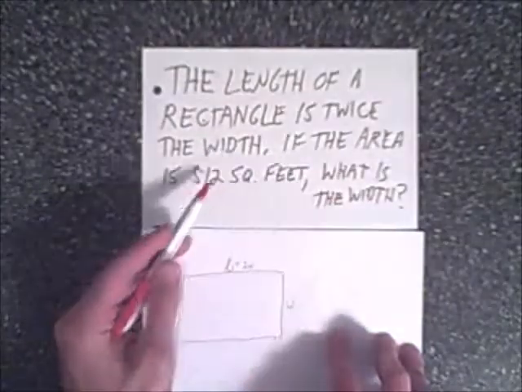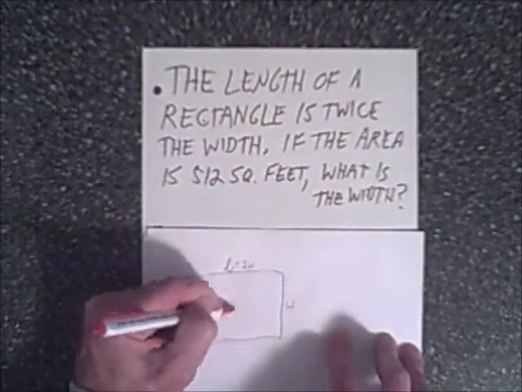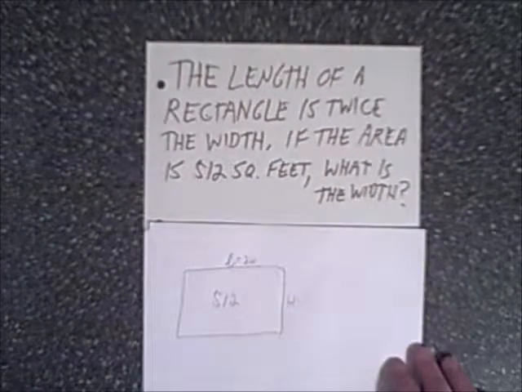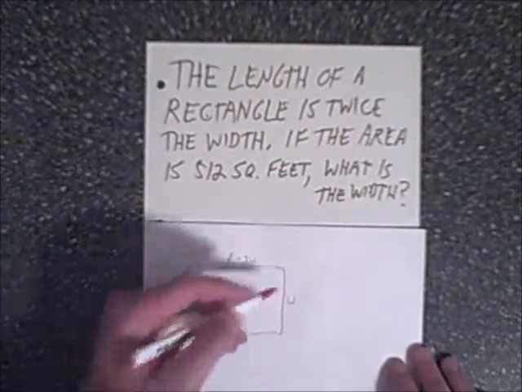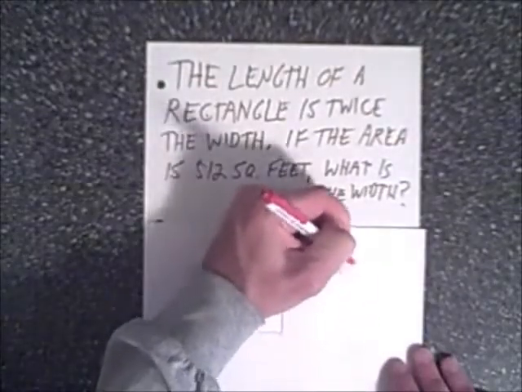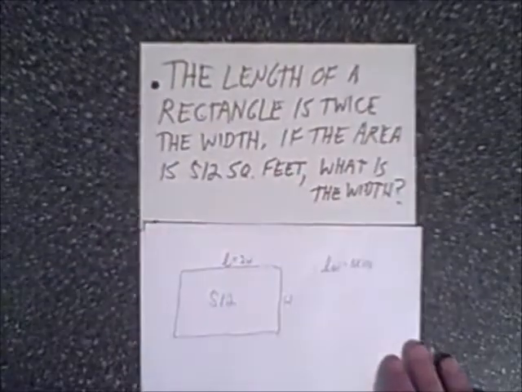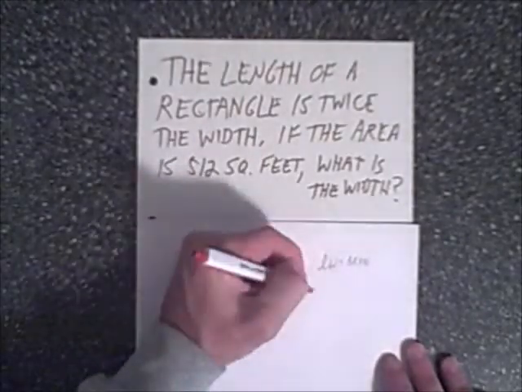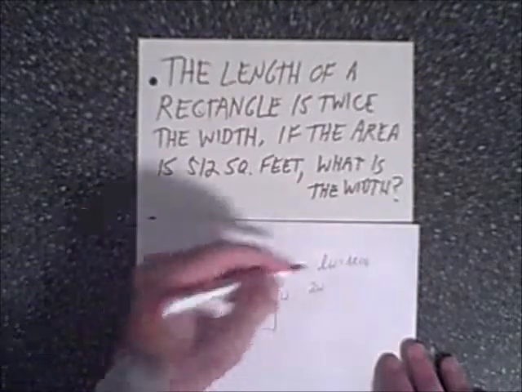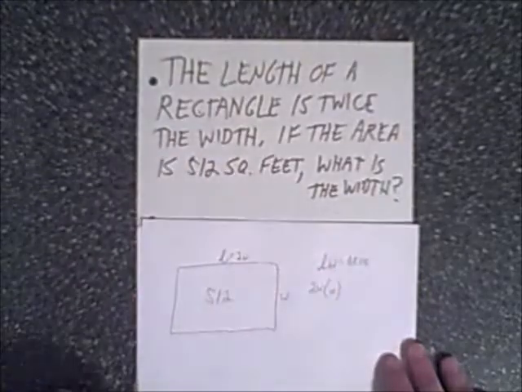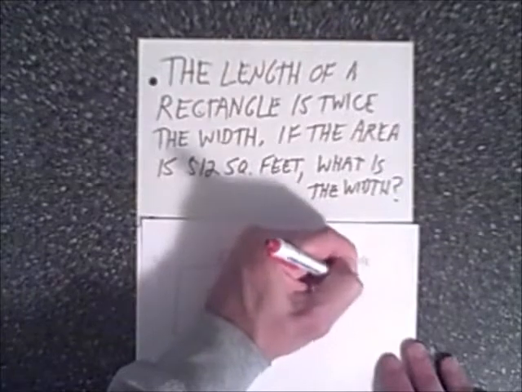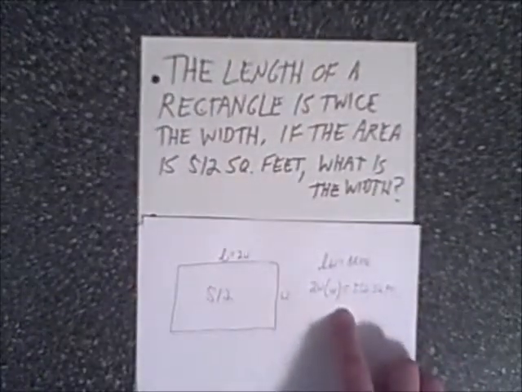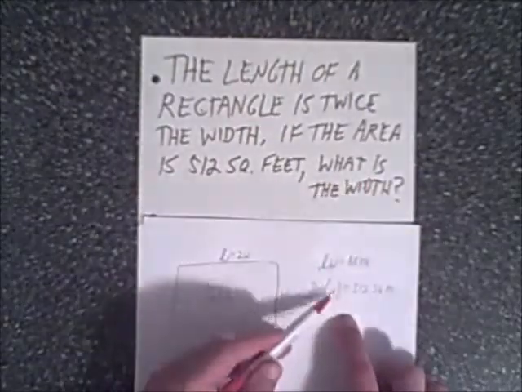Okay, and if the area is 512 square feet, what is the width? So all you need to know now is, what is the formula for area of a rectangle? Well, it's length times width equals area. Okay. And let's just substitute. So we know the length is 2w, okay, and the width is w, and the area is 512 square feet, okay, and we have a formula. So now what we want to do is we want to find the width, which is w.